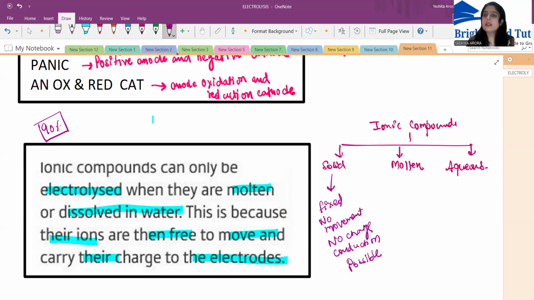Whereas in molten and aqueous states, what happens? This is the reason the charge is free to move, and therefore they can conduct electricity. I hope it works for you.